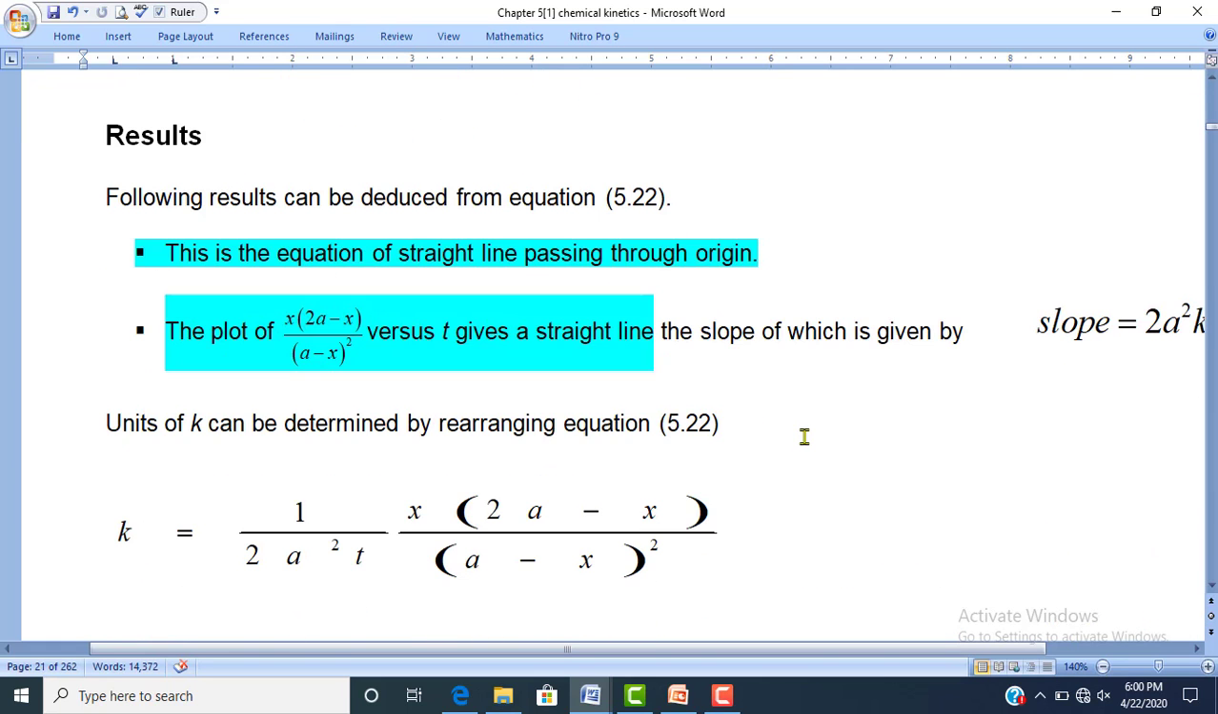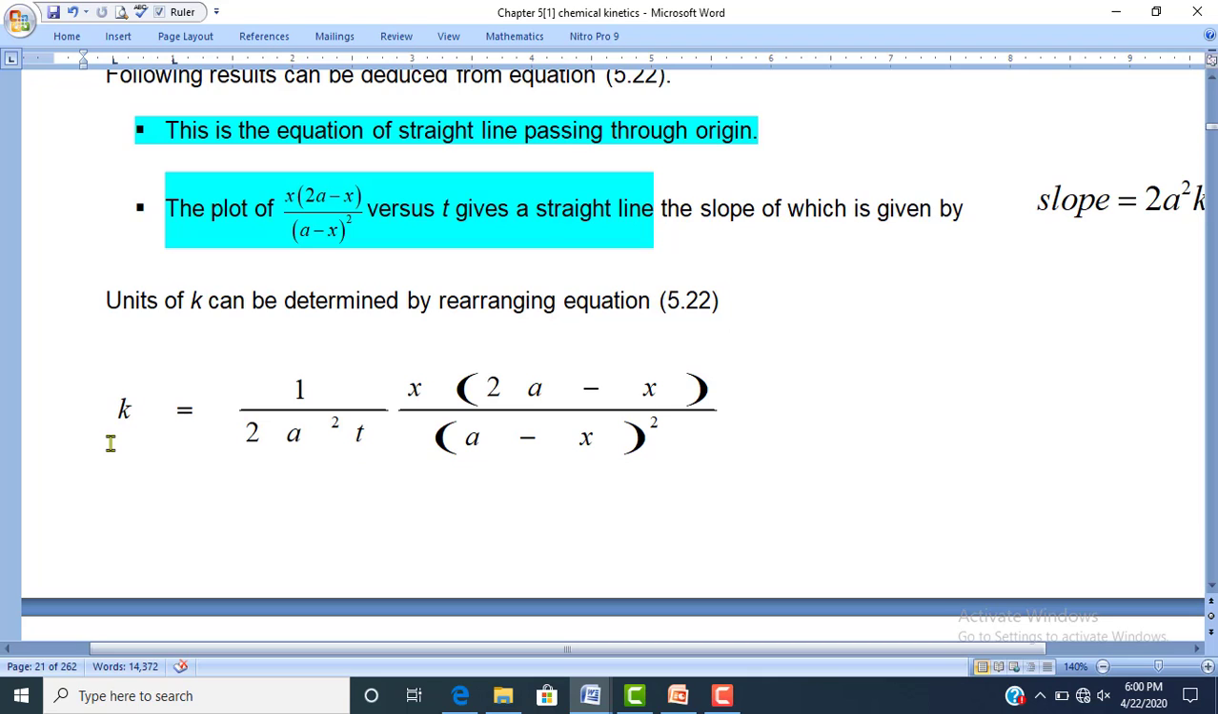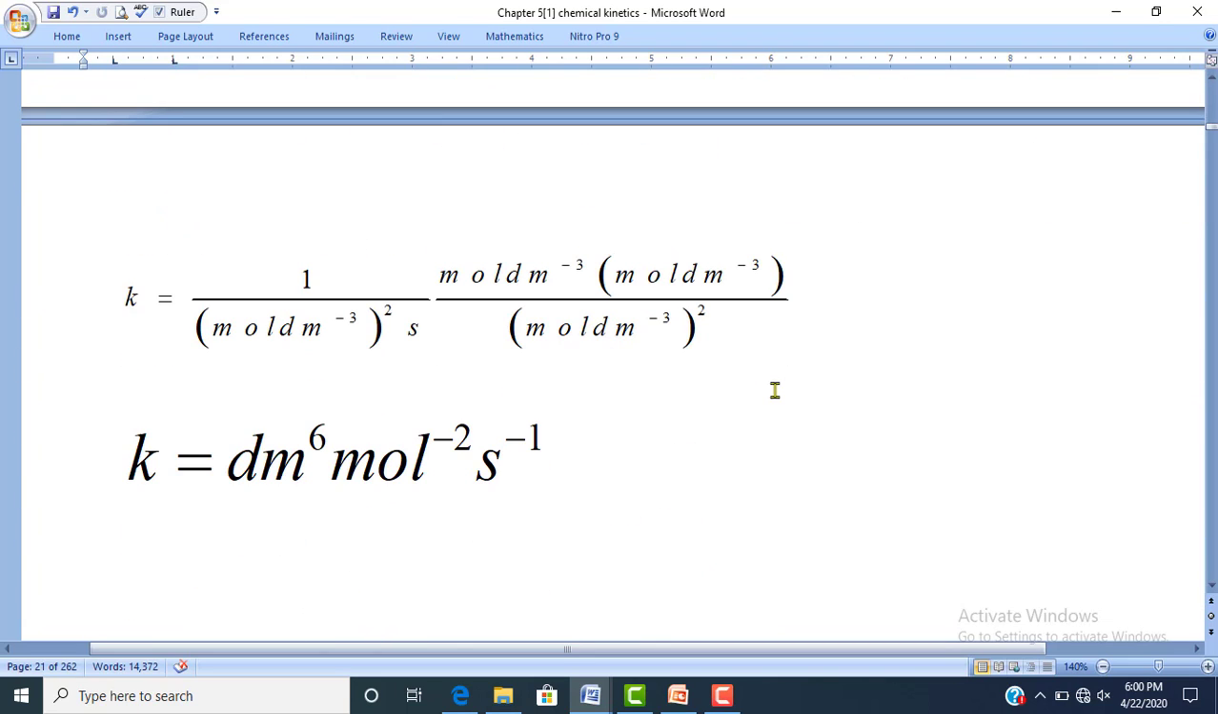From this equation, we will be able to find the unit of rate constant k, and according to this, we will find the units of the rate constant k for third order reaction when initial concentration of all reactants are same. The units are decimeter cube, dm raised to power 6, per mole square per second.